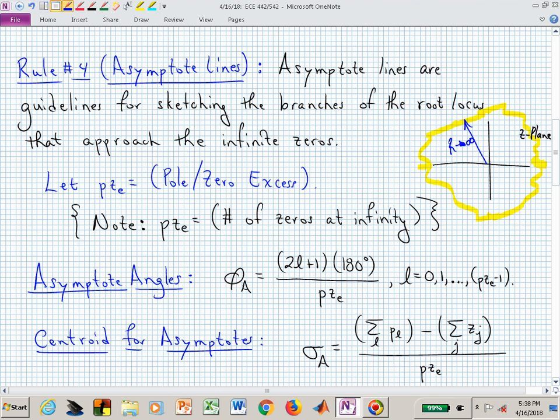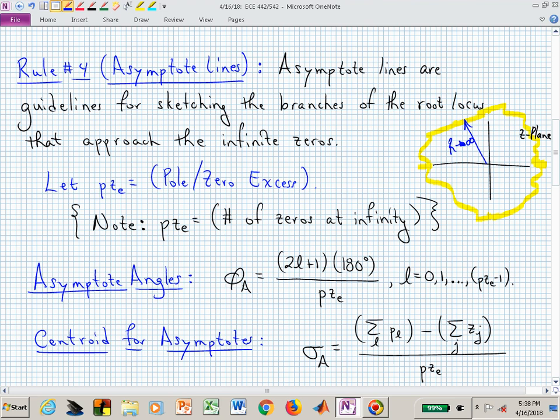If we have 3 asymptotes for those branches, then they have to be at an angle of 60, 180, and 300. They're going to divide our z-plane into equal parts, 3 equal parts. The asymptotes will be 120 degrees apart from each other.